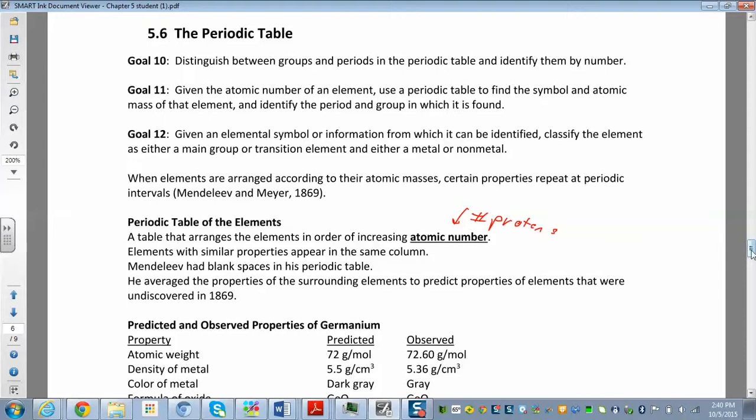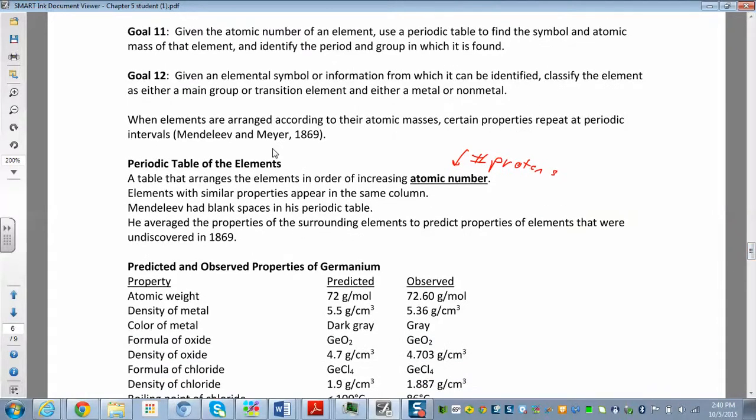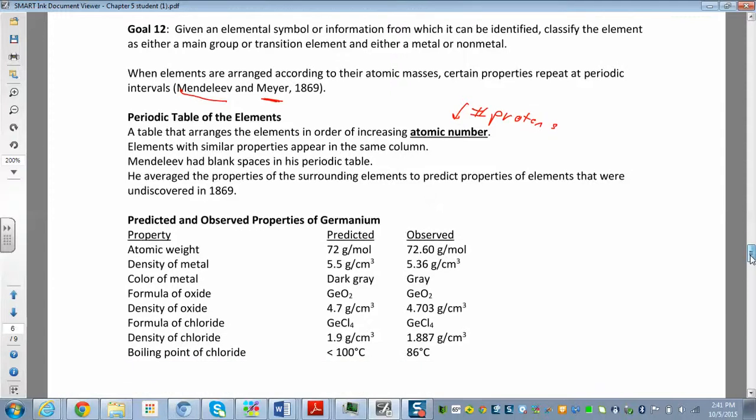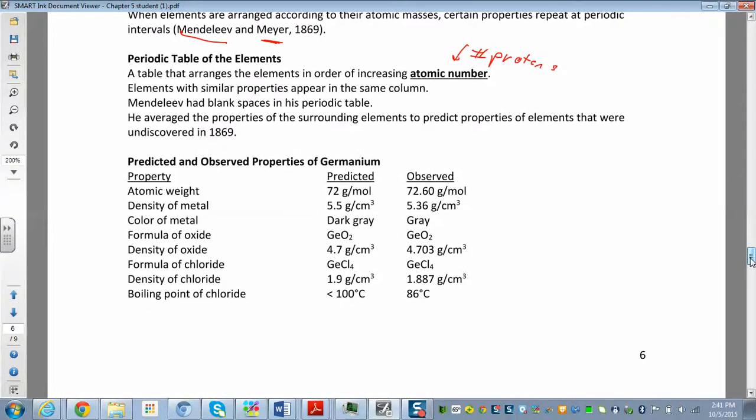There were two people working on this project at the same time, not together, just independently, and they came up with a very similar way of arranging these elements. They put everything in order of increasing atomic weight, of anything that they knew already, and they found that certain properties repeated themselves over and over again. If they arranged the elements that had similar properties in the same column, certain blank spots would show up.